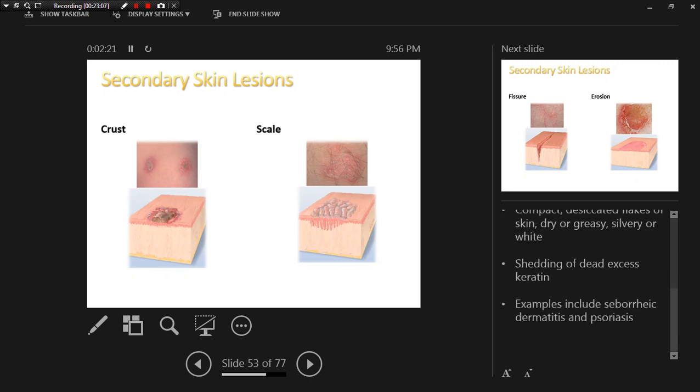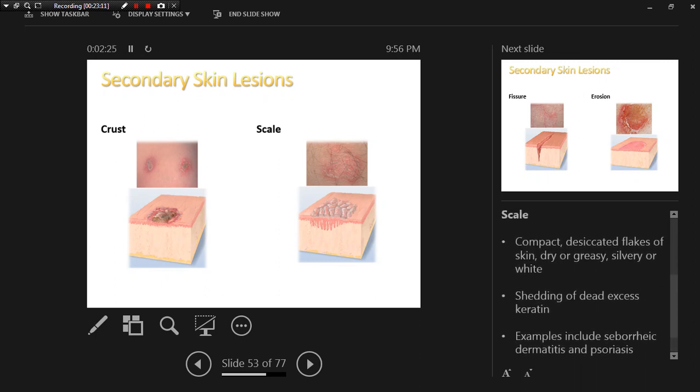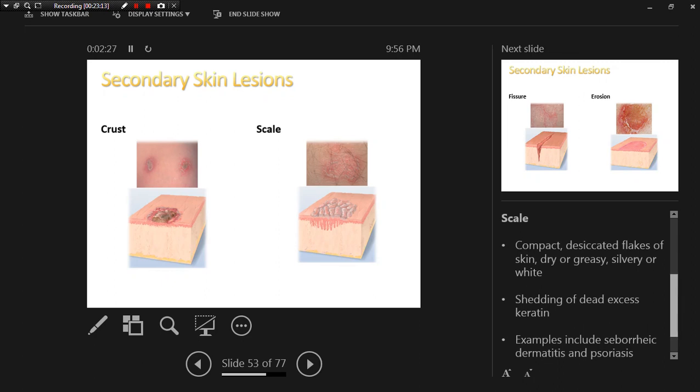And so scales, a lot of these, you're going to see these in patients with psoriasis or dermatitis. And it can be very dry or greasy, but it looks more silvery white. And it's kind of flaky. So it's not dandruff, but it's just a lot of excess keratin or skin. And so when it flakes off or sheds, it can take on the appearance of dandruff, but it's thicker.